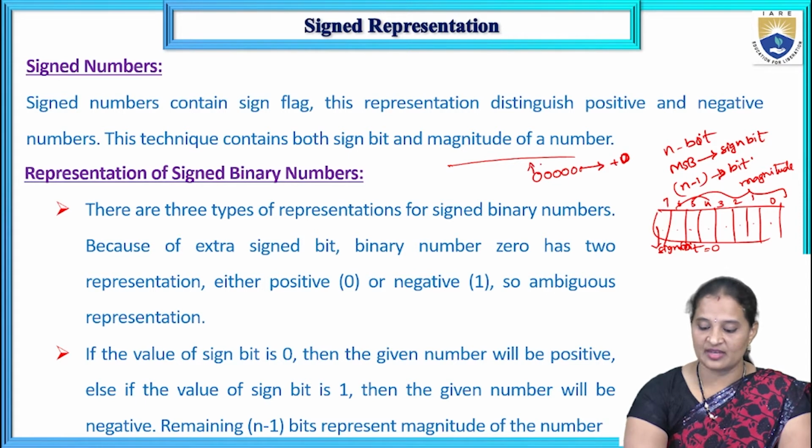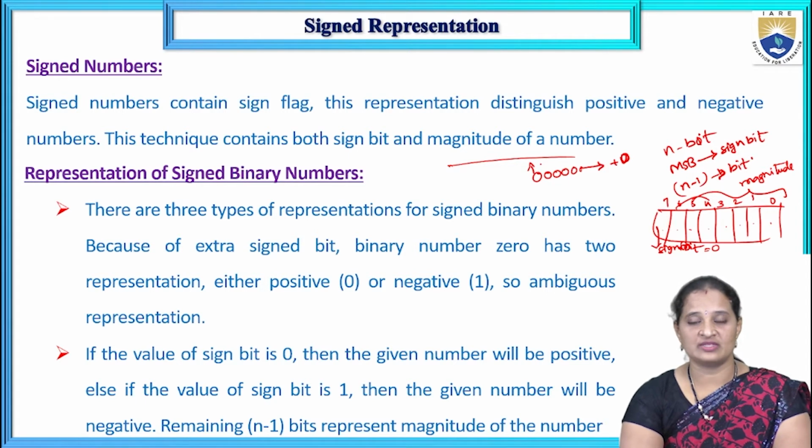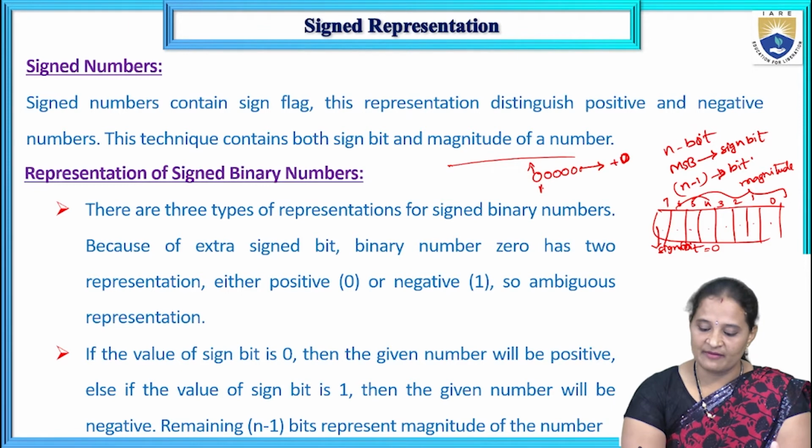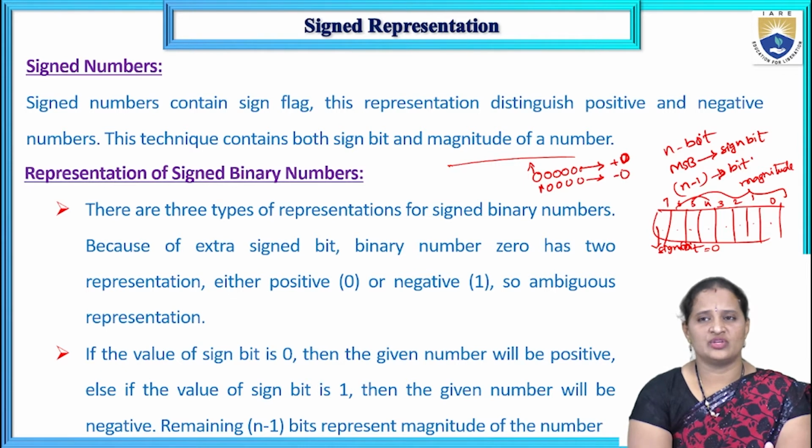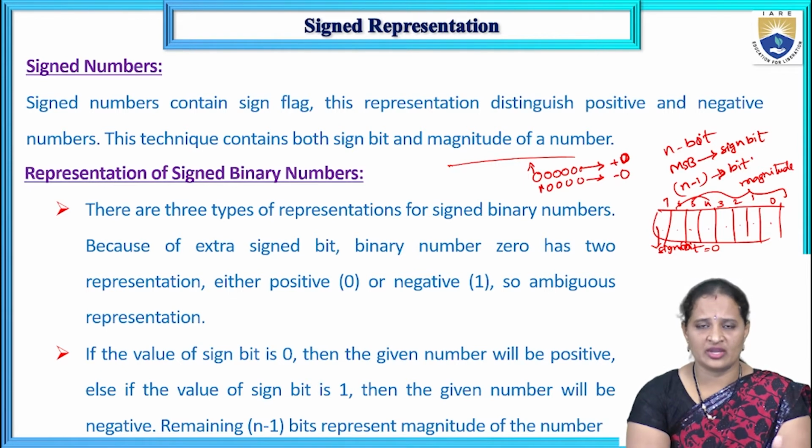If this is the sign bit, as I told you, the MSB is always considered to be the sign bit. If it is 1 and all the rest are zeros, then it is considered to be negative 0. Do we have a positive 0 and a negative 0? It is an ambiguous case. So we should not have positive 0 and negative 0. 0 means 0, that's it. There is no negative or positive 0. There is no polarity for the 0.